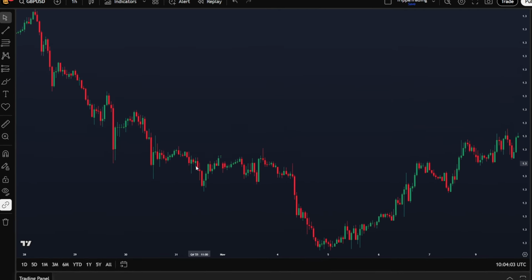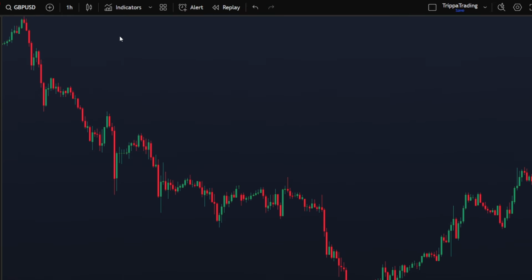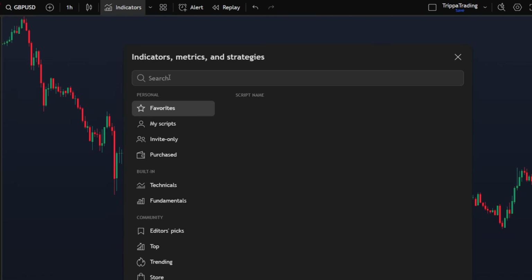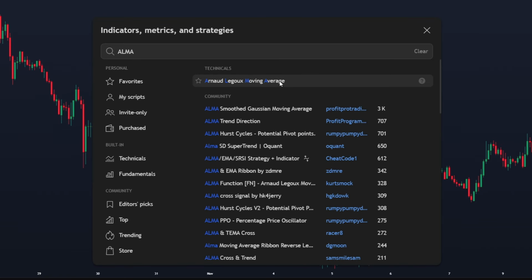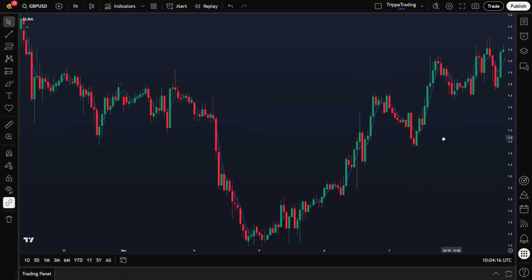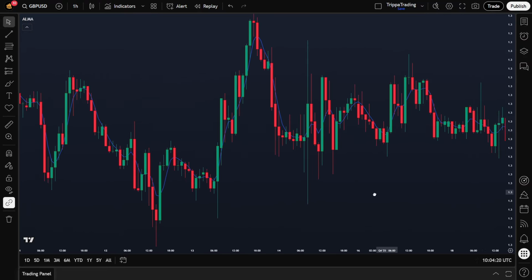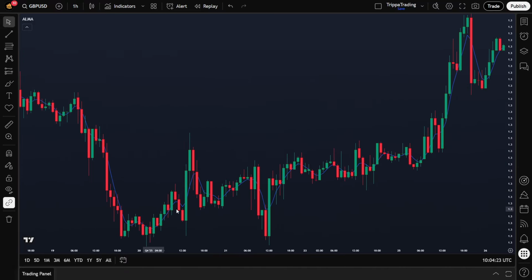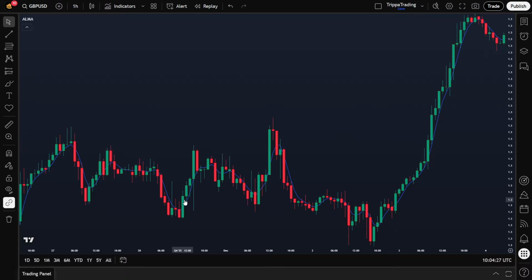So I'm on TradingView now, and the first thing we need to add is ALMA. Go to Indicators. Search for ALMA and add the built-in Arnaud Legoux moving average. This is not a regular moving average. ALMA uses a Gaussian filter to reduce noise and lag, which makes it much smoother and more responsive than most traditional averages. To optimize it for this strategy, open the settings.